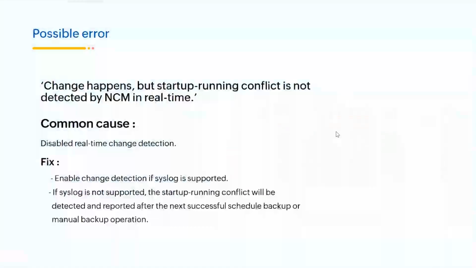Let's talk about some possible errors that you might encounter during this process. So one possible issue is that when a change occurs, the startup and running conflict is not detected by Network Configuration Manager in real time. A common cause for this could be that the real-time change detection is disabled. So to fix this, enable change detection for the device if syslog is supported for it. And if syslog is not supported, then the startup and running conflict will only be detected and reported after the next successful scheduled or manual backup option.